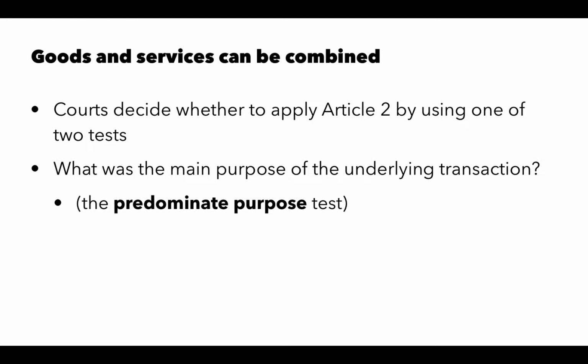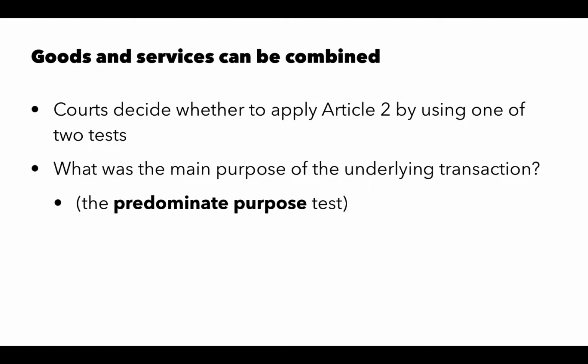And what the predominant purpose test does is to look at what is occurring, what is the point of the transaction. So if I hire you to install a swimming pool, and that installation requires bringing in heavy equipment, digging a big hole in my yard, and then putting in a fiberglass shell, well, obviously goods and services are going to be mixed. The shell is going to be a good. The work that you do to put in the pool is a service. What was the main purpose of the underlying transaction? Well, in this example, the main purpose is installation of the pool.